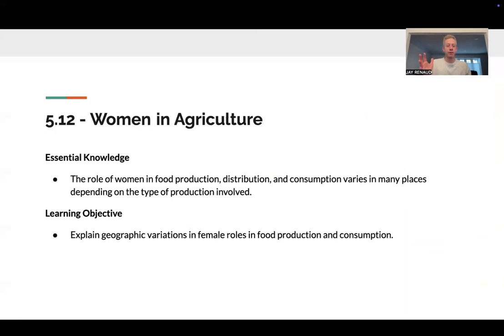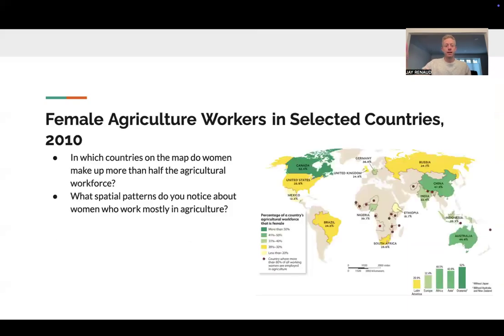Final topic, 5.12, women in agriculture. We see women engaged in agriculture at a very high percentage in periphery countries, in particular in West Africa and Sub-Saharan Africa. In some of these core countries, it still is a fairly high percentage, which is awesome to see. But the highest percentages you'll see are in West Africa and Sub-Saharan Africa.